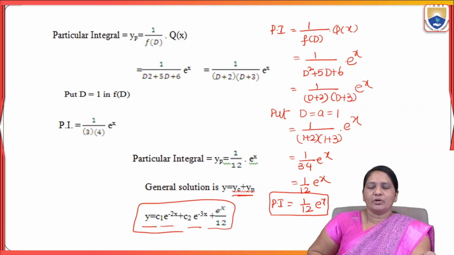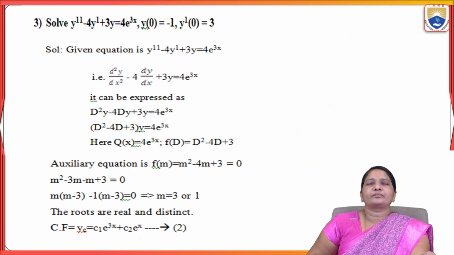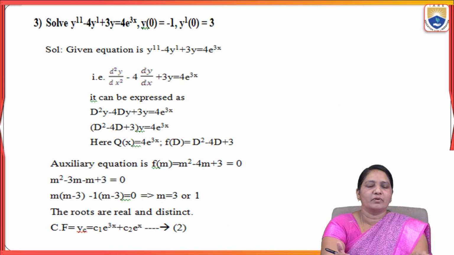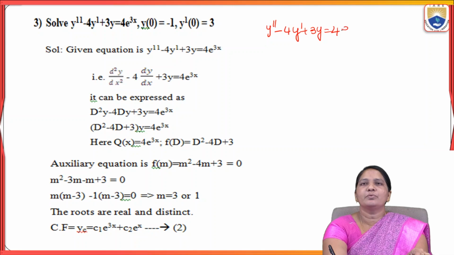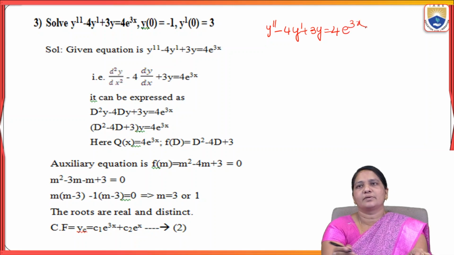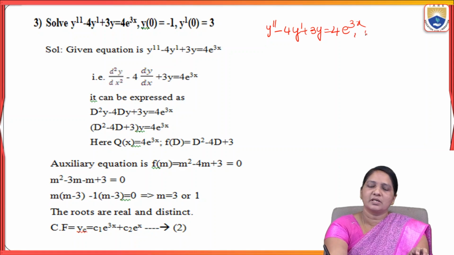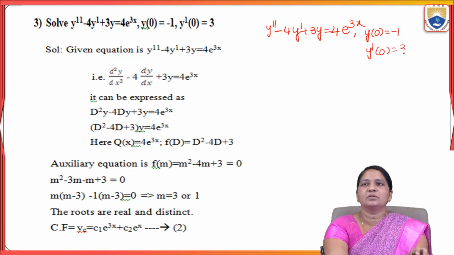So I am moving with one more example here. See the example. Solve y double dash minus 4y dash plus 3y equal to 4 into e power 3x. So here we have to solve including conditions. So what are the conditions they gave? y of 0 equal to minus 1 and y dash of 0 equal to 3.